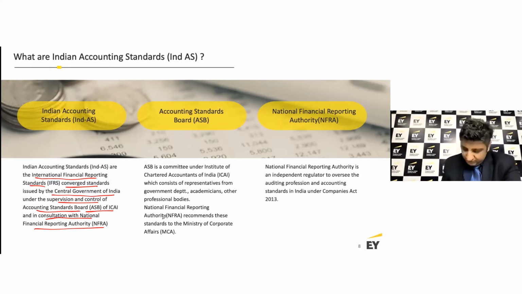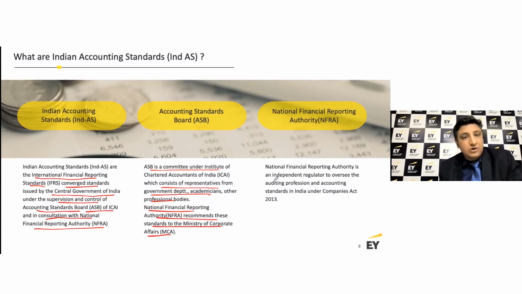Okay. So the NFRA would be recommending the standards to the Ministry of Corporate Affairs, and the ASB, as we all know, is a part of ICAI, a committee which has representation from across the board, from various government divisions who are interested parties, could be income tax, could be SEBI, could be RBI. Then there are professional bodies, academicians, and professionals who are a part of this ASB, right?